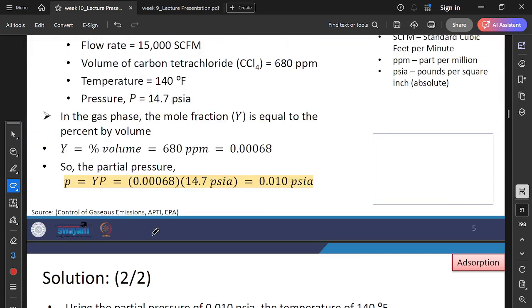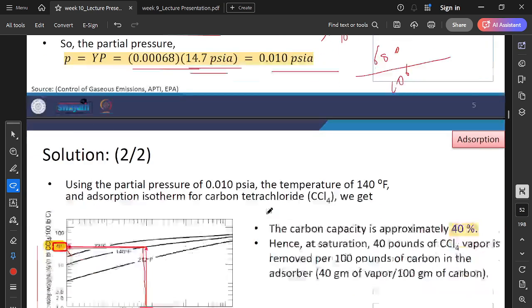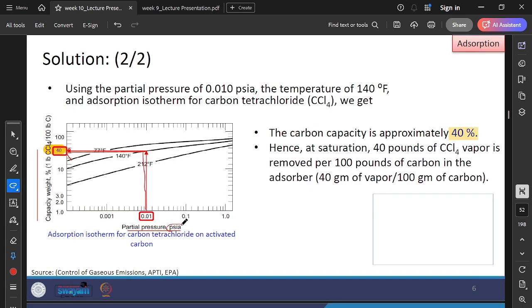See here, if you multiply the concentration, 680 ppm, by 10 to the power minus 6, parts per million, so 680 per million, you get 0.0068. Multiply by the pressure, 14.7 psi. If you directly keep it, you will get the partial pressure in psi, and the graph is also in psi. So if you equate 0.01 with 140, that is the given temperature, you will get 40 as your capacity.